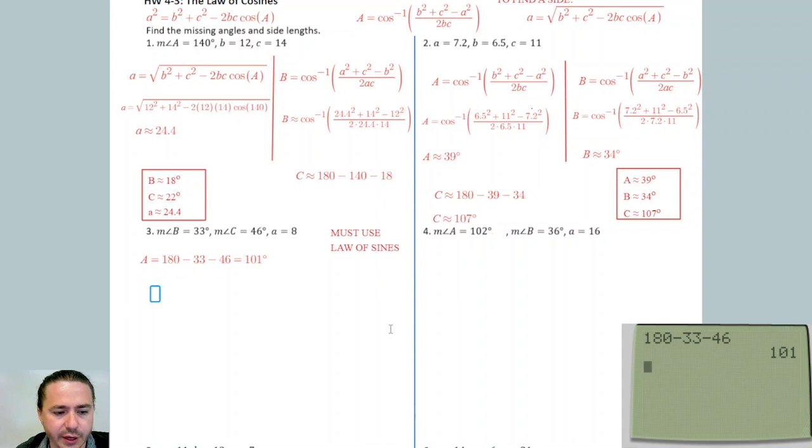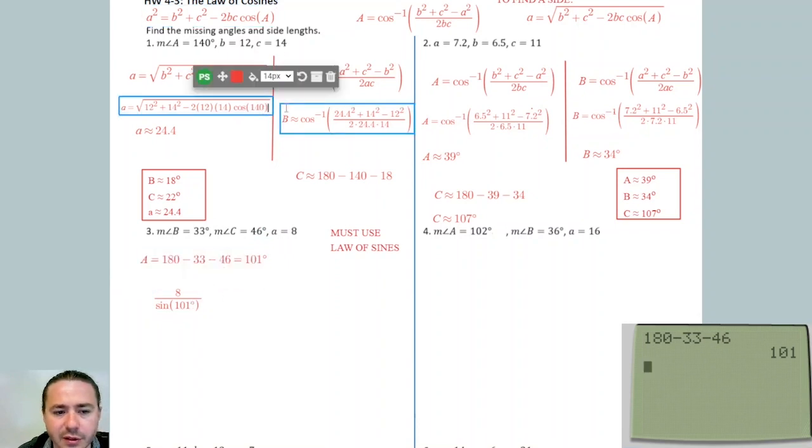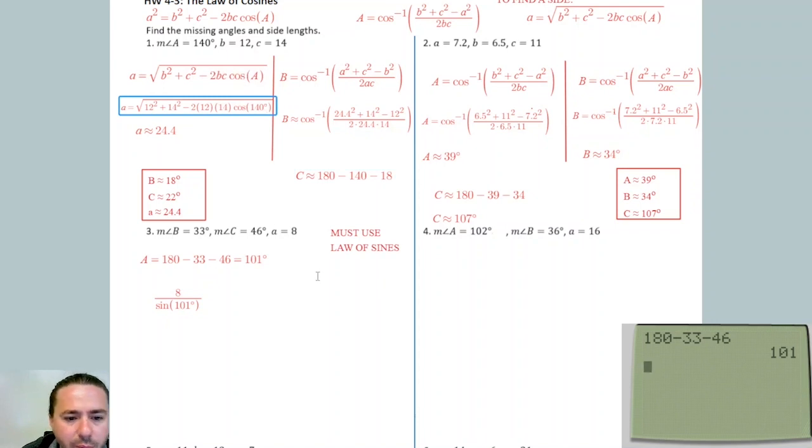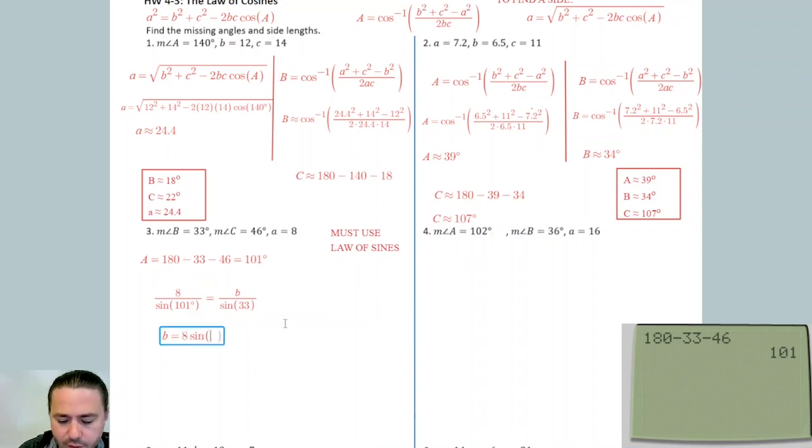Okay, so let's go ahead and start setting it up. We've got 8 over the sine of 101. And let's put a little degree measure in there. I guess I was pretty inconsistent about doing that across the board, wasn't I? All right, so we have 8 over sine of 101 equals, let's just start with side B. So B over the sine of 33. Do a little cross multiplication here, and we get B equals 8 times the sine of 33 divided by sine of 101.